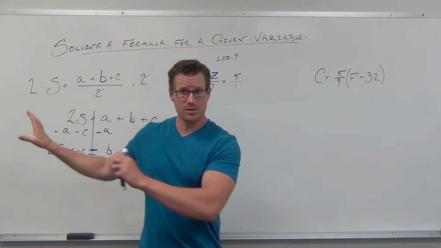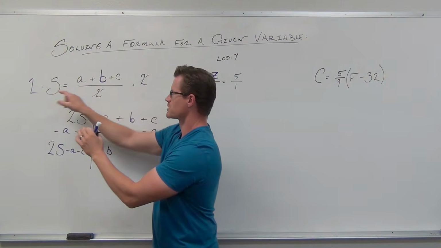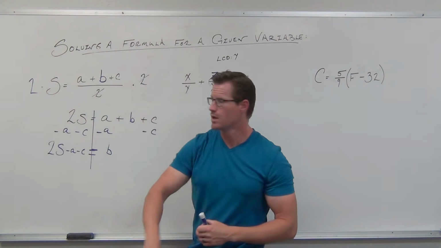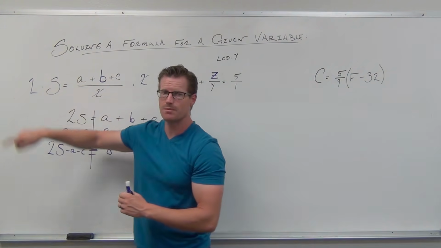Now, we did this over here. We multiplied every term. This was one big fat term. This was one term. We multiplied every term by the LCD. LCD just happened to be 2. So we multiplied every term, big fat term, by 2, and the other side by 2.